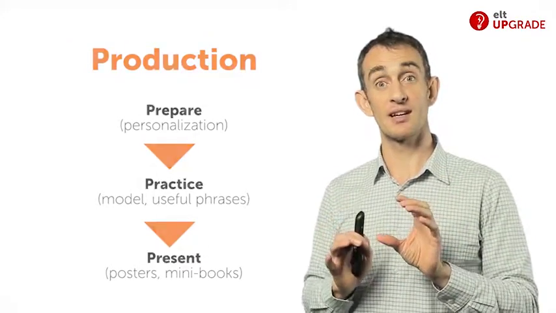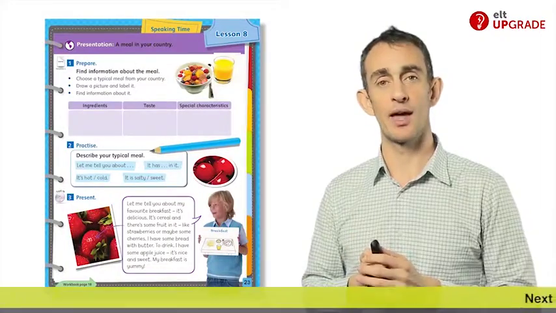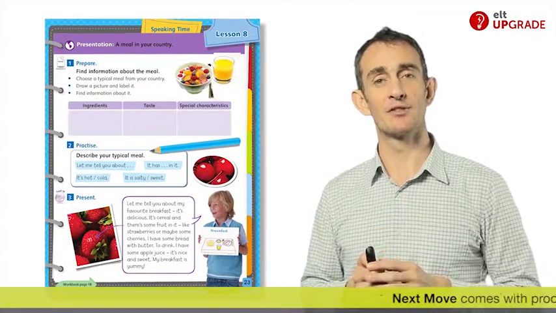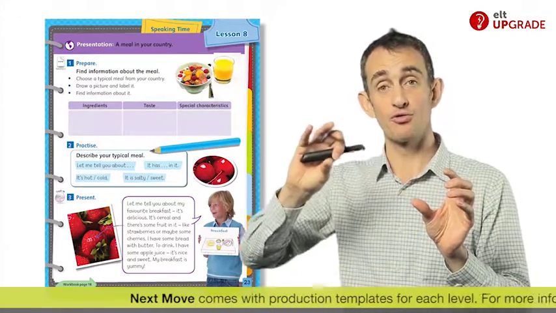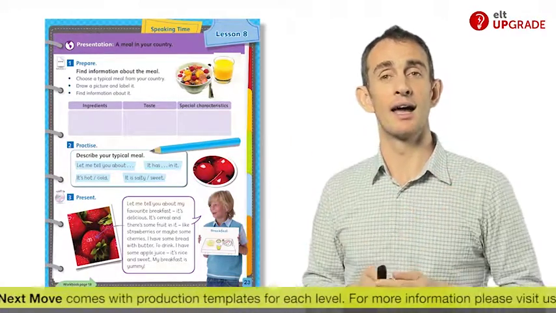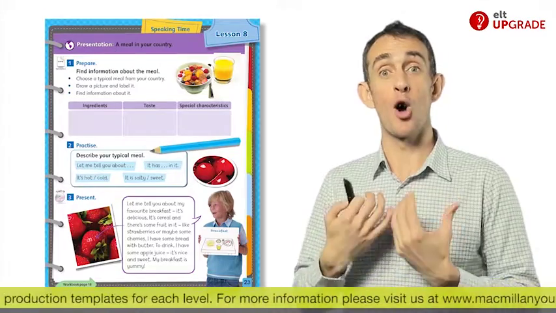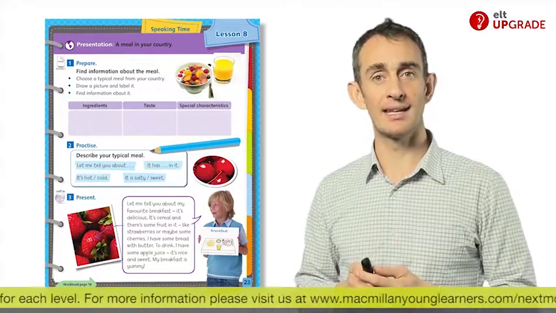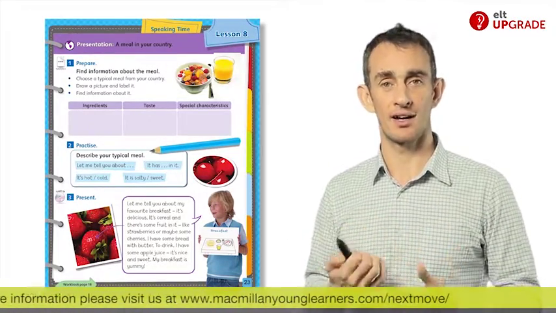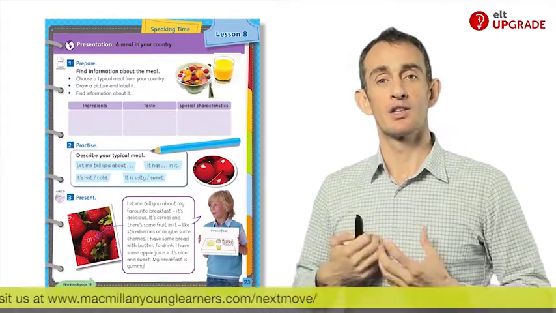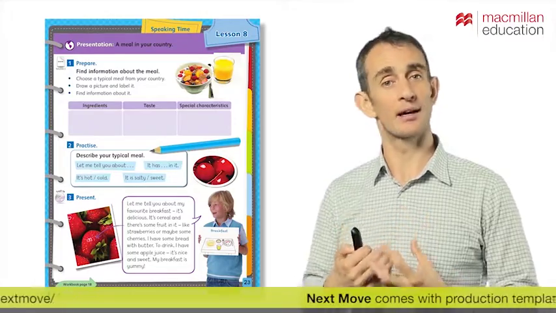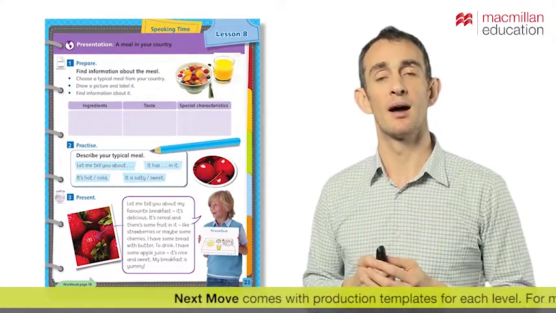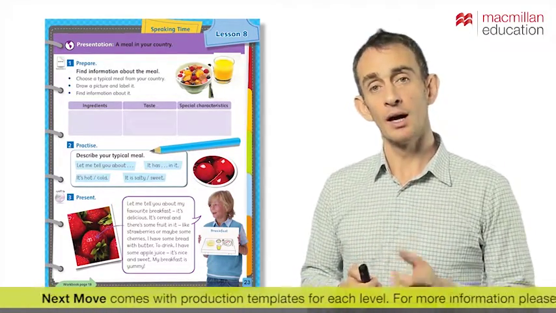So here they're firstly personalizing. They're drawing from that information about the South African meal, and they're then creating information about their own meal, something that they would eat in their own country. Okay? So again, they're personalizing to their own context. So this can be really motivating for the students.